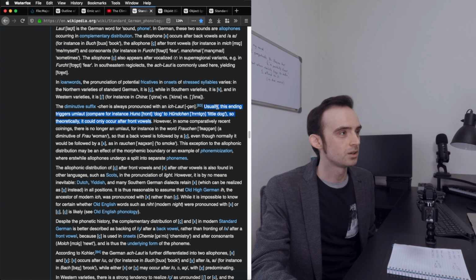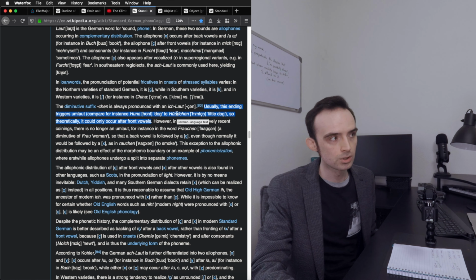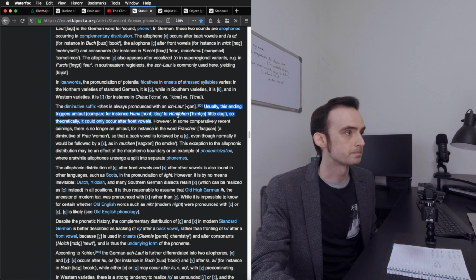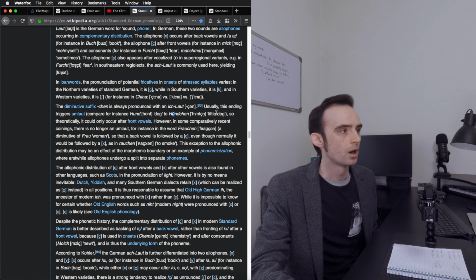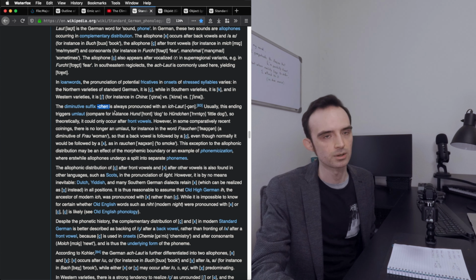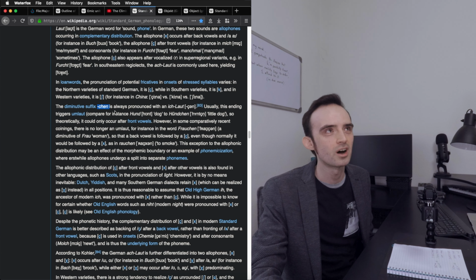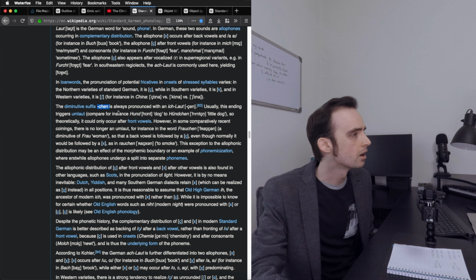So here it says that usually this ending triggers umlaut, which is a certain vowel transformation in German. For example, there's a word Hund, which means dog, and Hündchen, which means little dog. So this is the umlaut that they're talking about. The u sound becomes ü. And then they say that theoretically, it could only occur after front vowels. This chen ending is a diminutive suffix, so it makes something small. So Hund is a dog and Hündchen is a small dog.